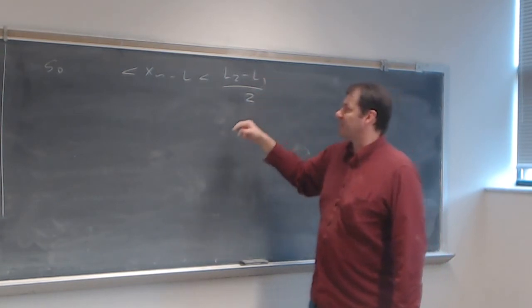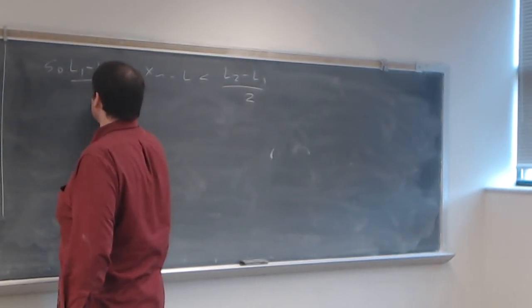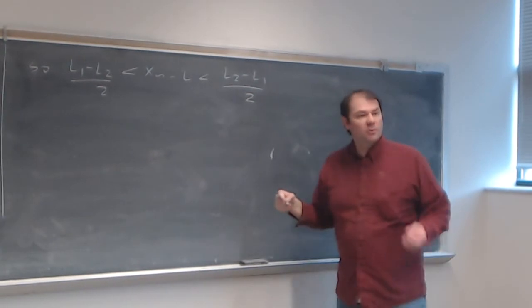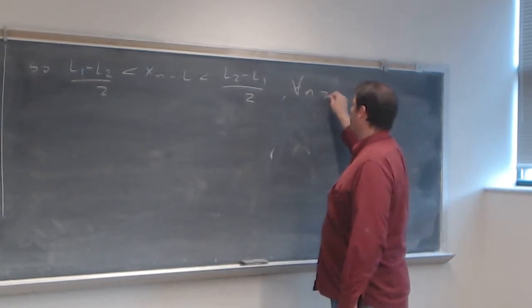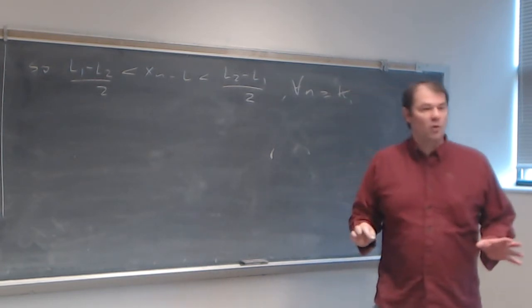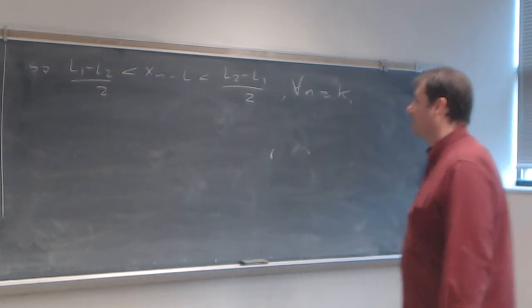So here, what's the negative of this, Brad? It will be L sub 1 minus L sub 2 over 2. So that's what I have. I don't have it all the time. When do I have it? I have it for all n bigger than or equal to k sub 1. I don't have it for all the x of n's. I just have it for the x of n's where n is greater than or equal to k sub 1.